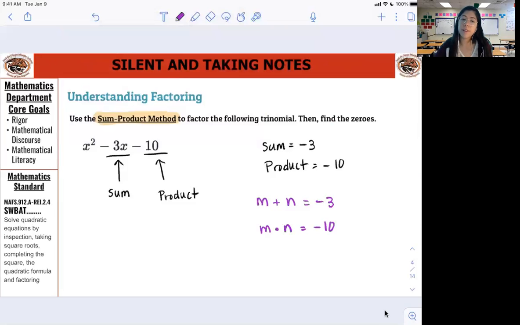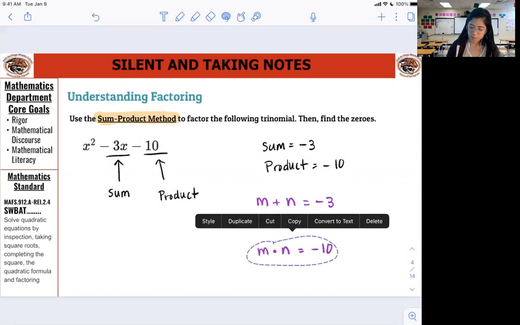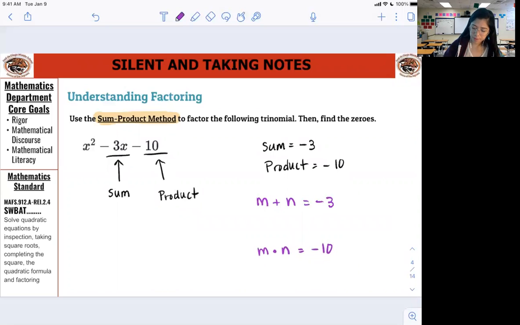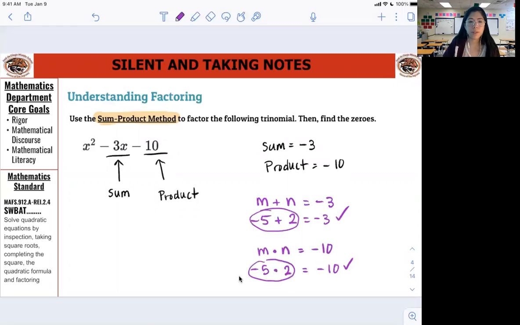Yes, in this case, we already know what the answer might be, so we can think of those numbers that we used before. And Lauren's got it. -5 and +2. So let's double check. Let me bring this down a little bit. -5 plus 2, that gives us -3. -5 times 2, that gives us -10. So we found our magic numbers. This is what I call our magic numbers. Those are the ones we want.